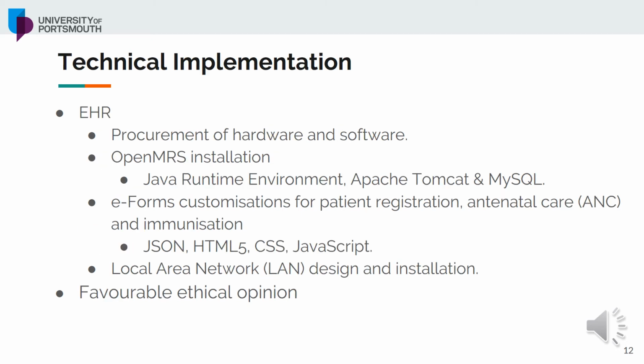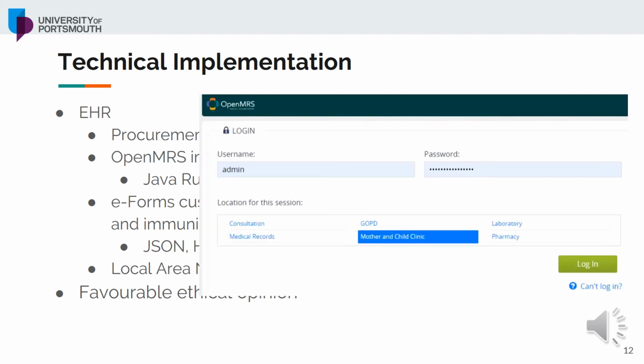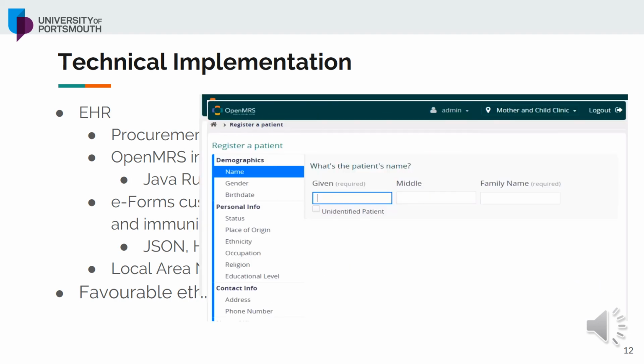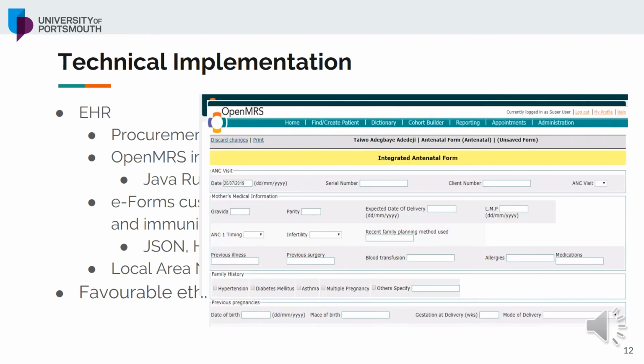For the technical bit, the EHR was implemented and installed using the Java runtime environment, JSON in terms of designing the forms, and JavaScript, and then the local area network was implemented. We secured a favorable ethical opinion from the faculty ethics. These are the forms that were designed in the EHR.